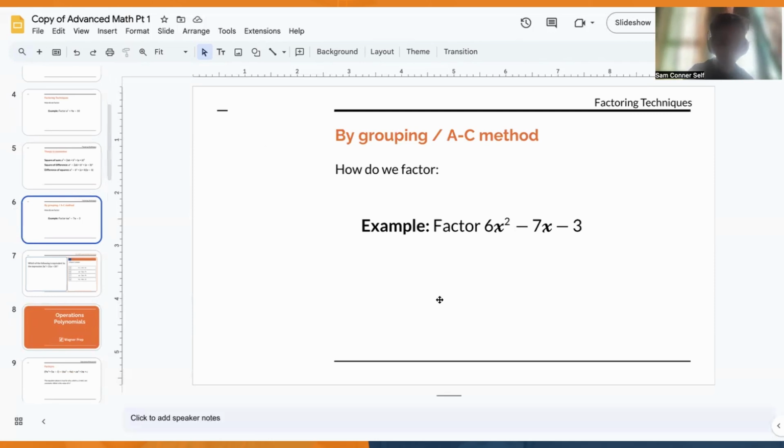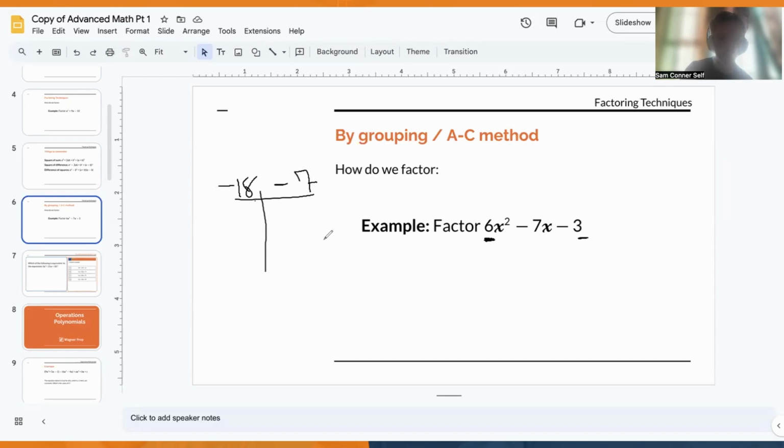All right, so this is another example, and in this example, we can use the same methods that I just talked about, but unlike the first practice problem, A is not 1. A is going to be 6. So we do have to do this A times C, and that gets us negative 18. So we have to find these factors that multiply to negative 18, but then add up to negative 7.